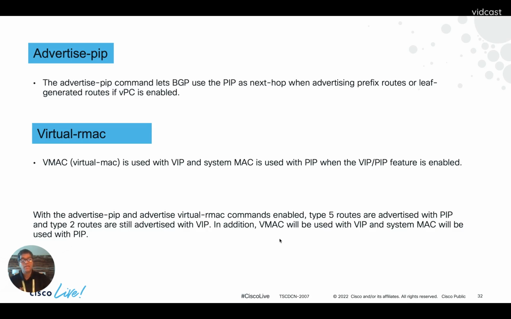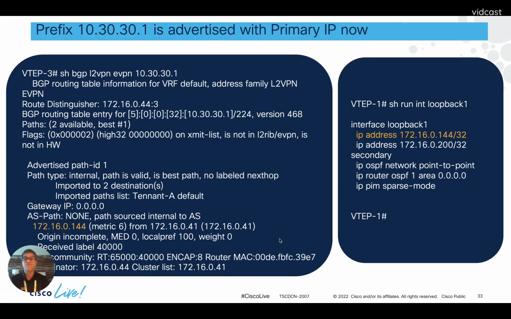And if you configure this and then you go to VTEP 3 and say show BGP L2VPN EVPN 10.30.30.1, you will see that this particular IP is now reachable via 172.16.0.144, which is the primary IP address on VTEP 1.